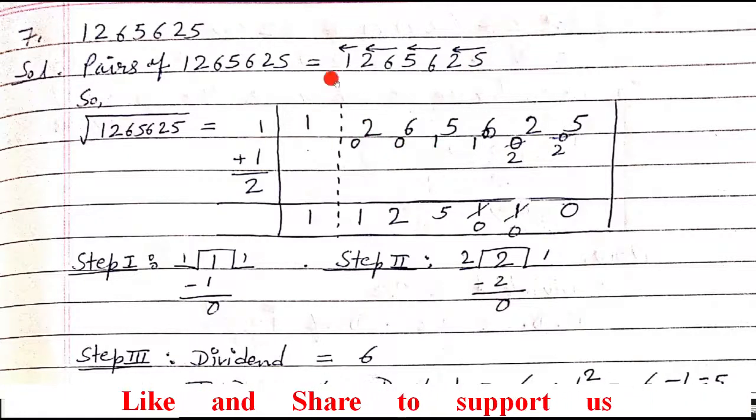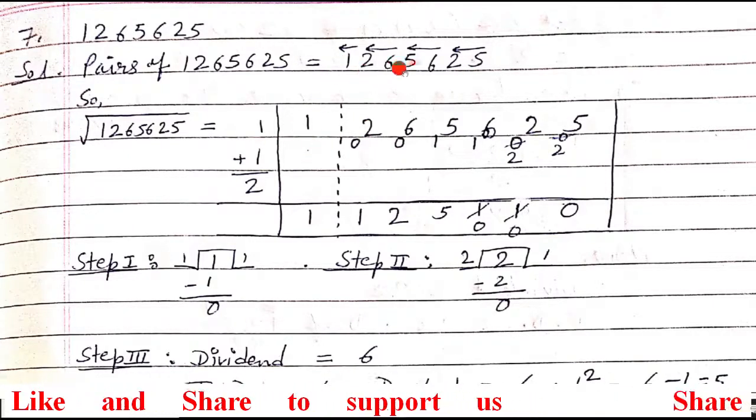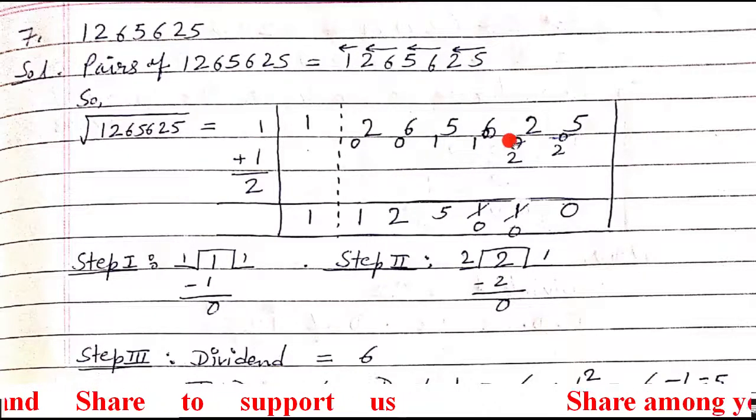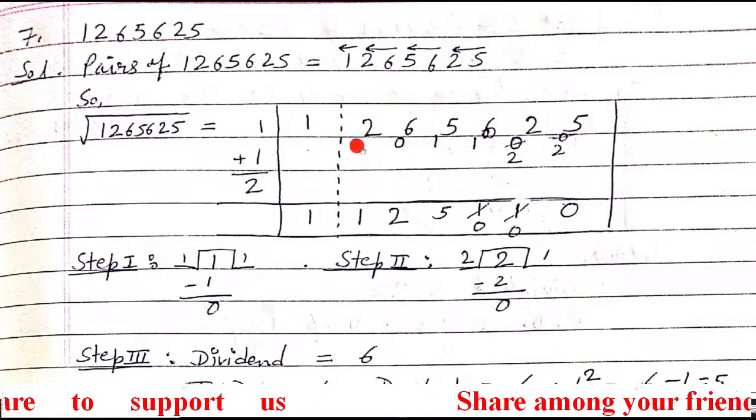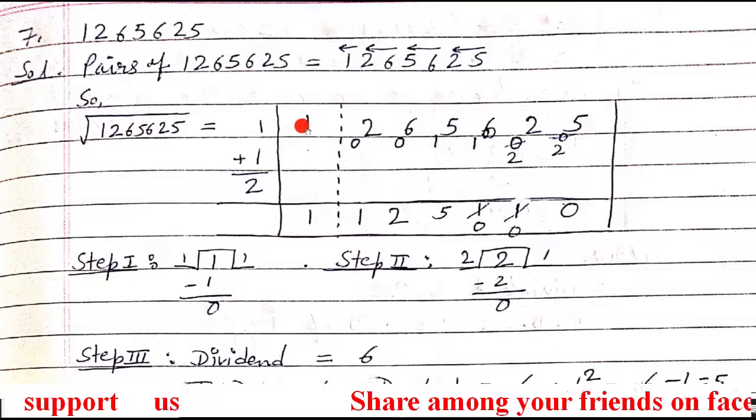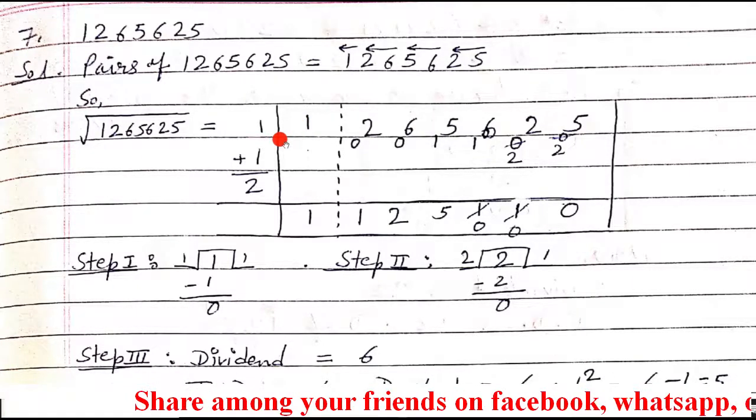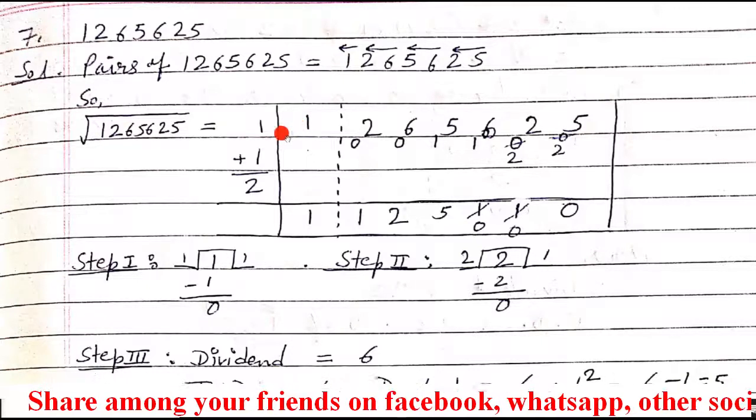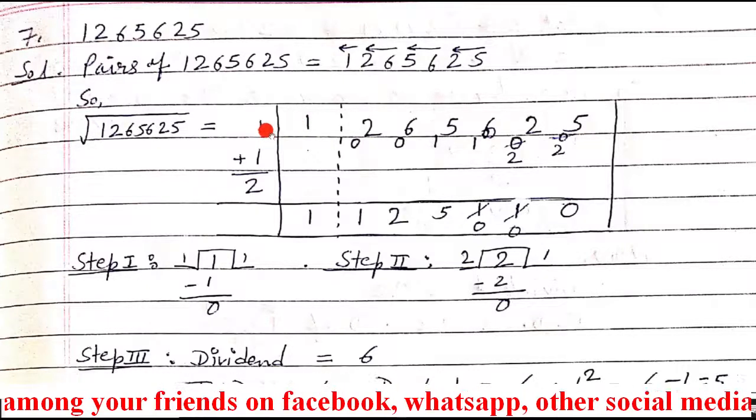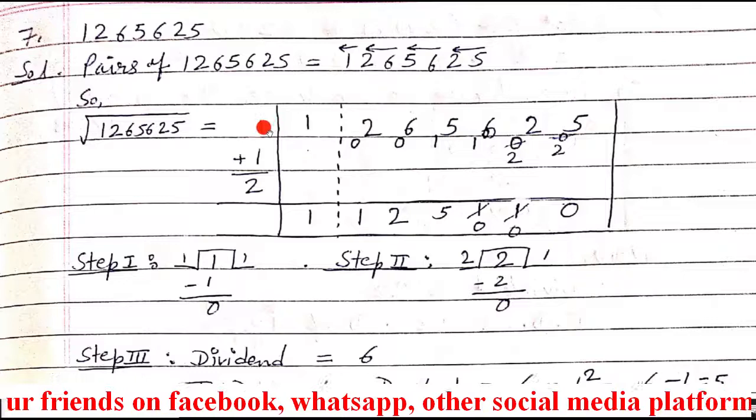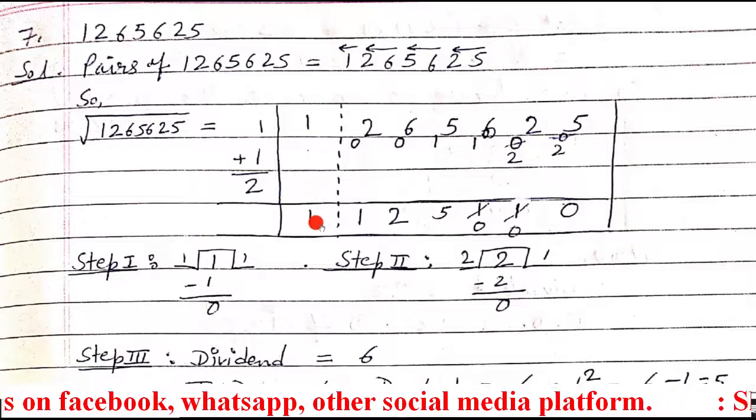In the second section, enter the first pair, and enter all the remaining pairs of digits in the third section by creating a gap. Now here the first pair is 1. So for 1, we have to think of a number whose square is either 1 or less than 1. That will give you the number 1, because 1 squared is 1. So write down 1 at the third place.